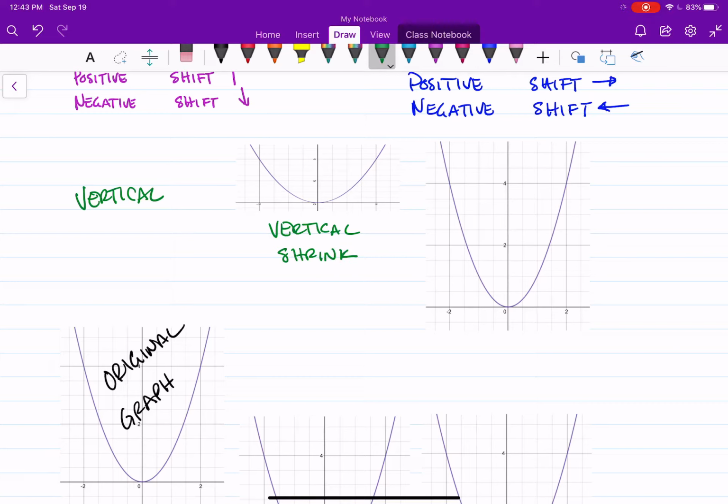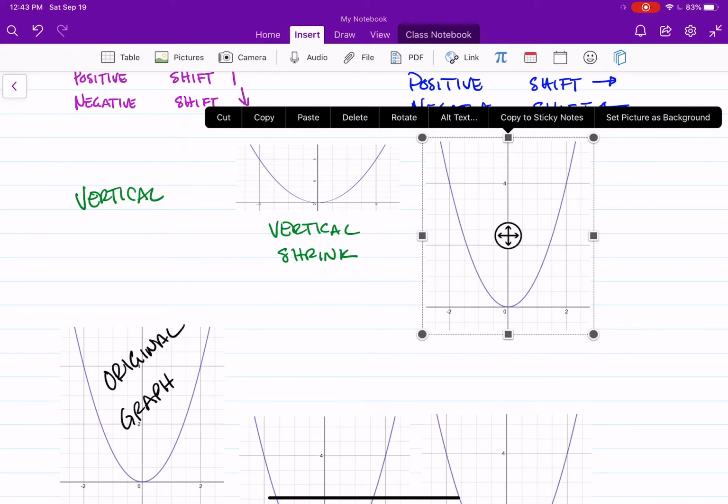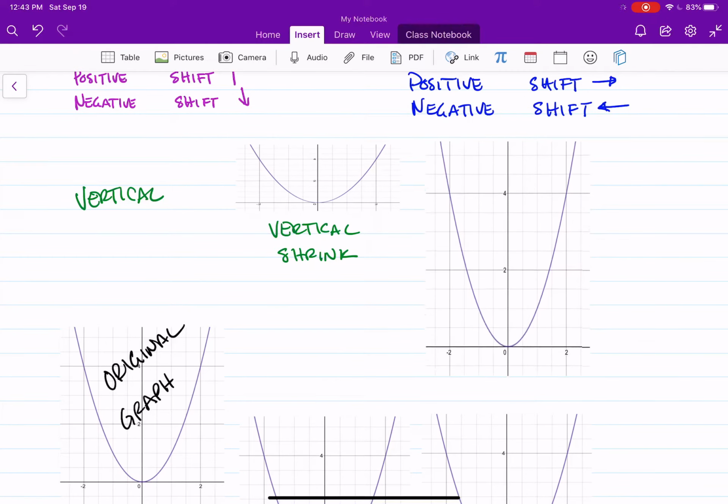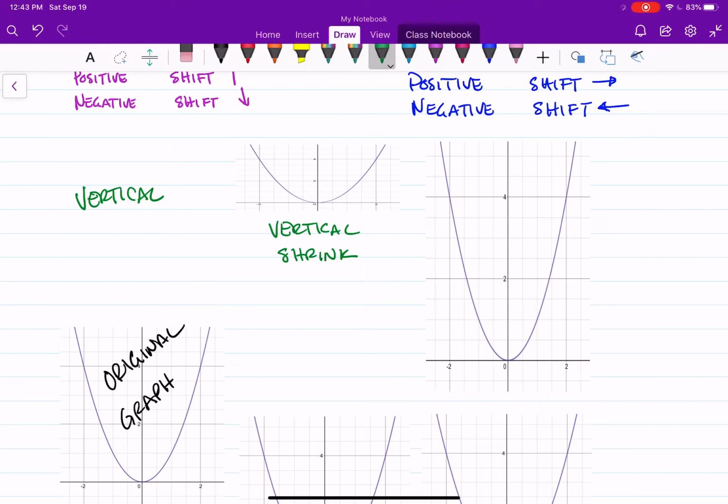Right? While a stretch, same thing. If it was vertical, that means I'm getting taller. Right? So this would be called a vertical stretch.